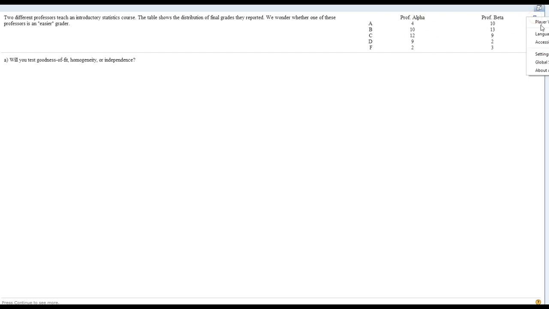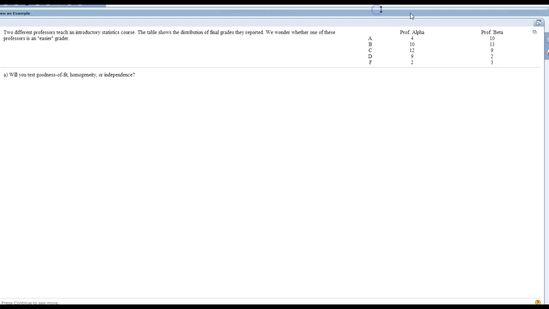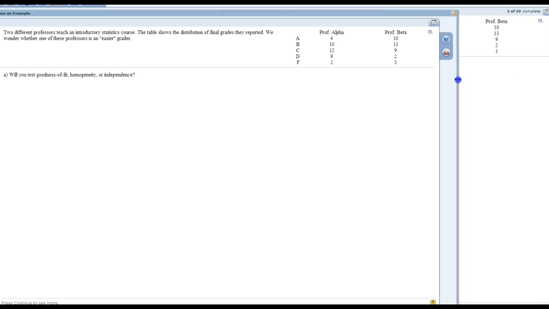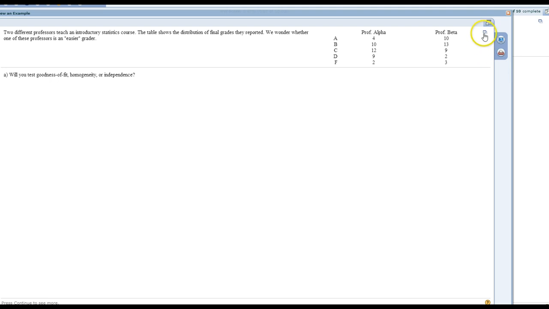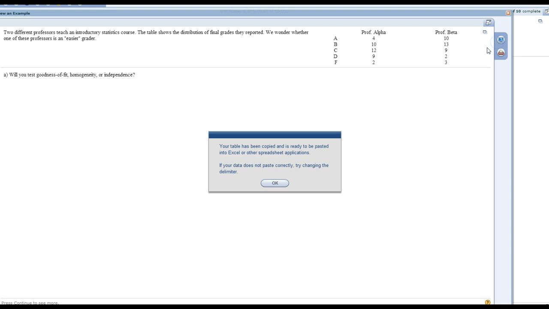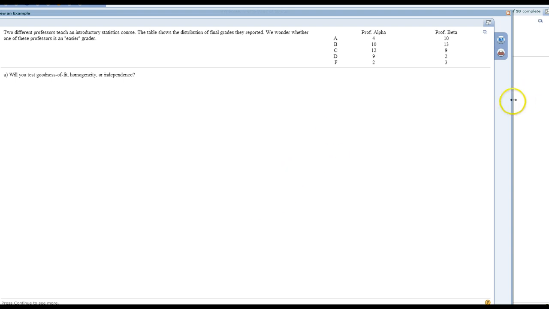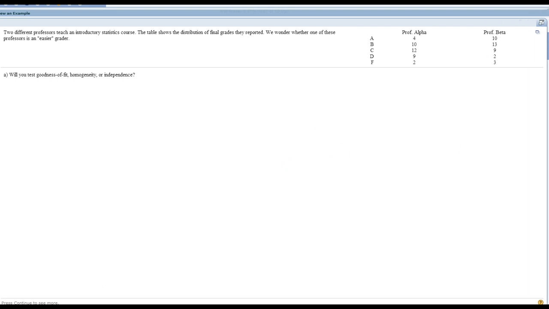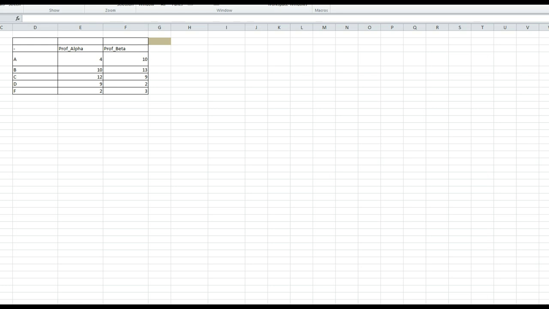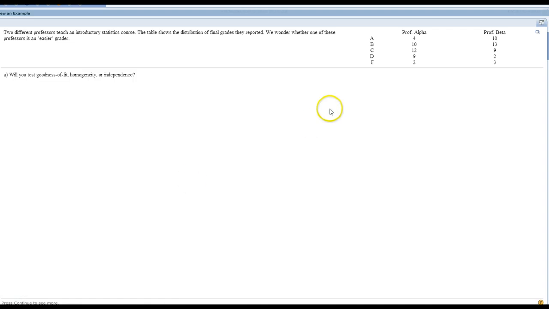I have used this to copy the table to clipboard. Let me show you what that is. If I do this, it gives me the option to copy table to clipboard, so that I can then paste it in Excel, which I have done here. Alright, so we're going to need that later on.